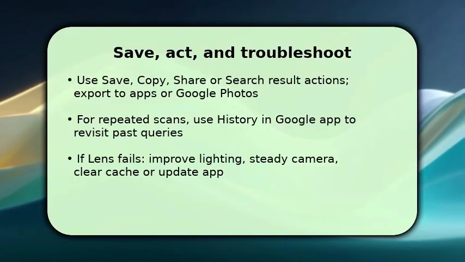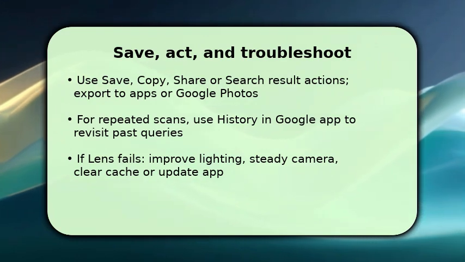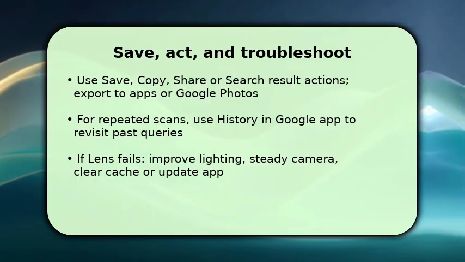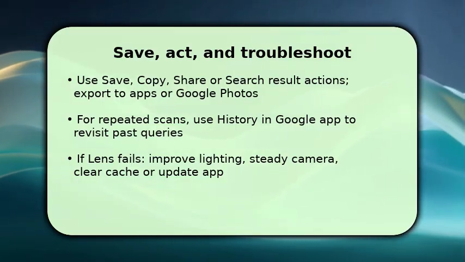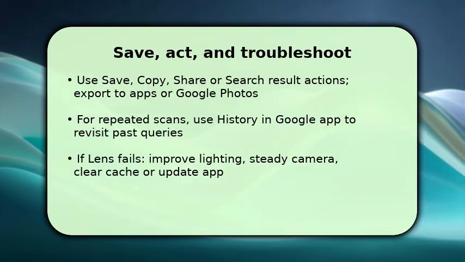Finish by acting on results and knowing one key fix. Tap Save, copy, share, or search to send data to apps, save images to Google Photos, or perform purchases. This completes your workflow. For repeated needs, open the Google App History to revisit prior scans and results.